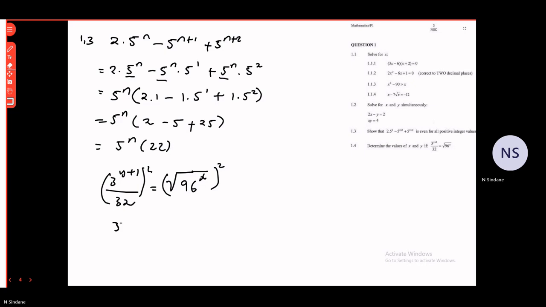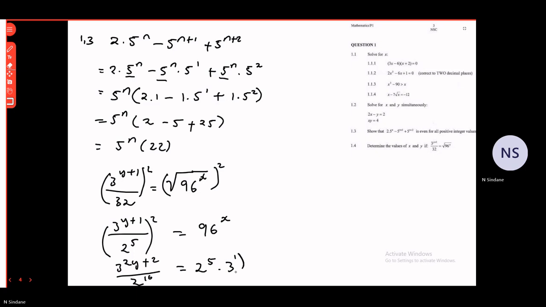And then I'll write this as (3y plus 1) over 2 to the power 5, squared. What am I doing? I'm changing it to exponents. This is equal to 96 to the power x, right? And then now this 96 can also be changed. This is (3 to the power 2y plus 2) over 2 to the power 10, equal to 2 to the power 5 multiplied by 3 to the power 1, in bracket, x. Right?